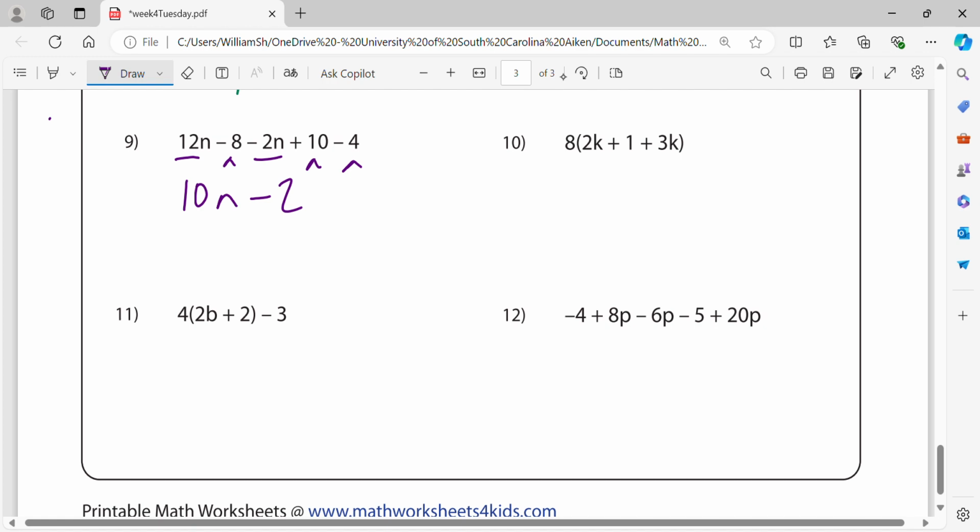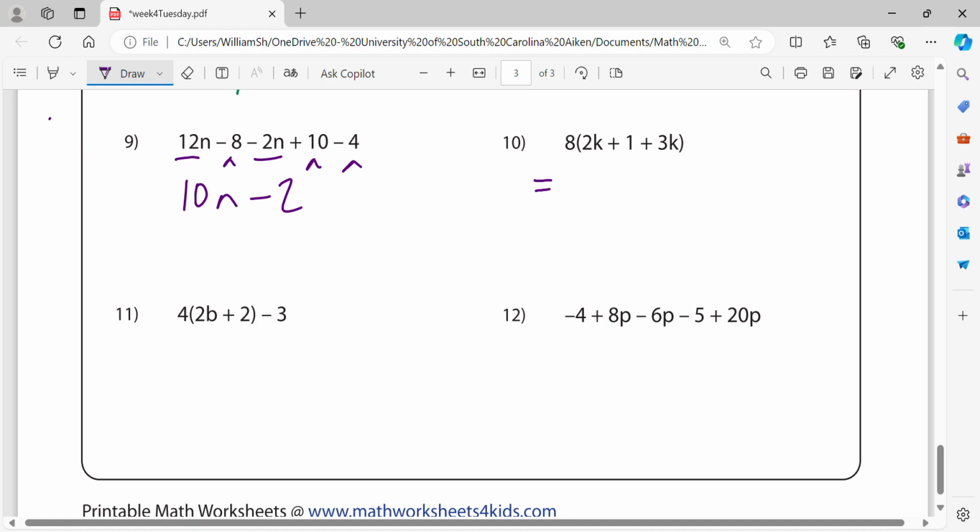Up next, it says 8, and it's got parentheses. 2k plus 1 plus 3k, close parentheses. Now your mind might say, we need to distribute. And you could do that. You could honestly distribute, and you would still be able to simplify down to the correct answer. But ideally, you simplify what's in the parentheses first. So let's do that.